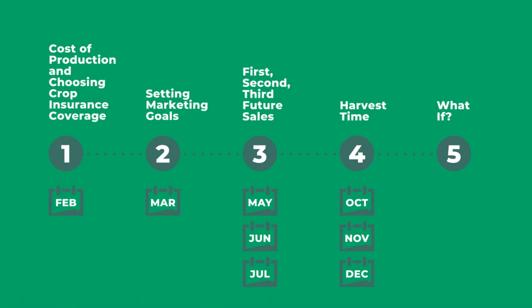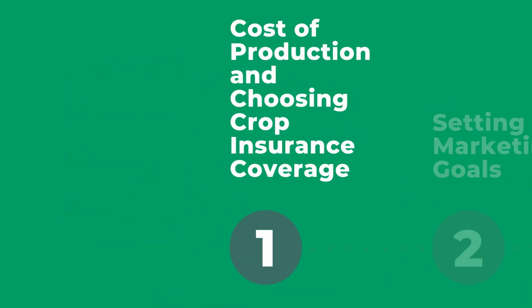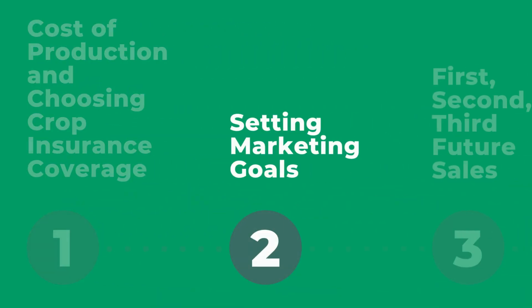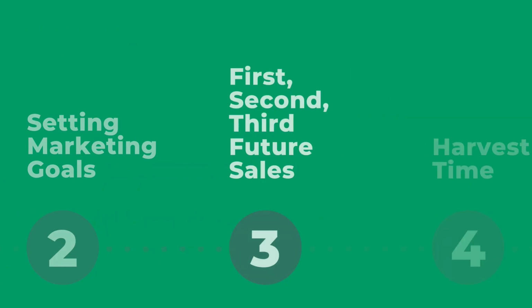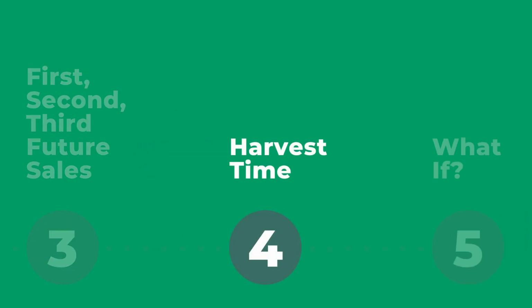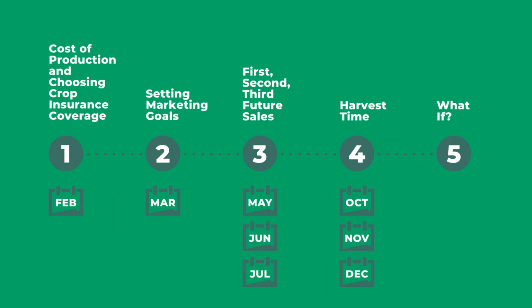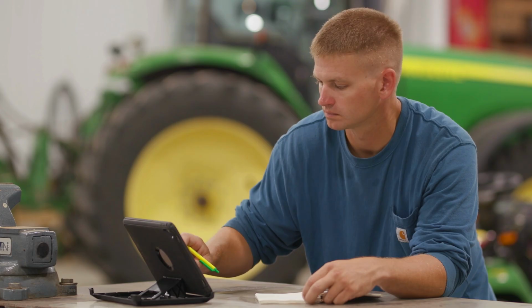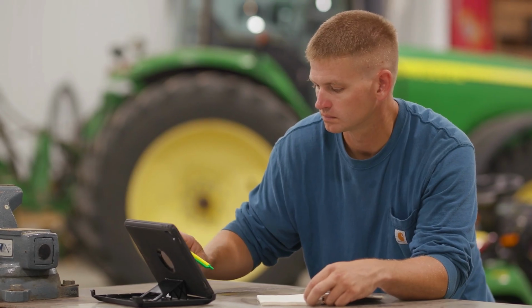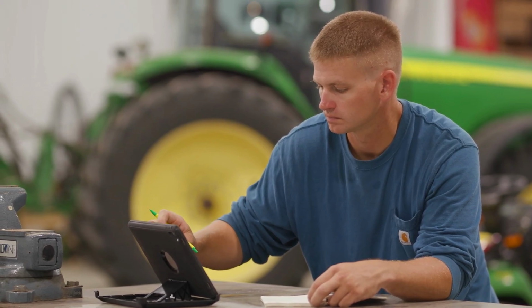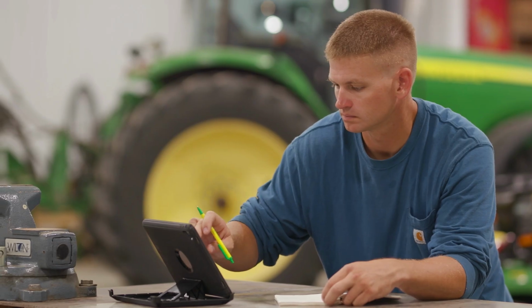We'll start with calculating your cost of production and choosing crop insurance coverage. Then using that information to set your marketing goals, calculating scenarios for first, second, and third future sales using forward pricing. Looking at how these decisions net out at harvest and the potential impact of making no forward sales. Let's work through a simple example, step by step, to demonstrate how crop insurance can be used as a marketing tool to forward contract your grain at the best possible price.